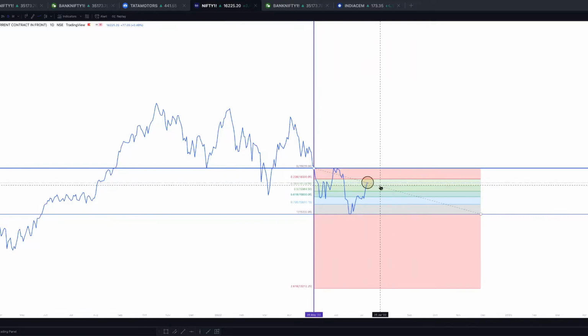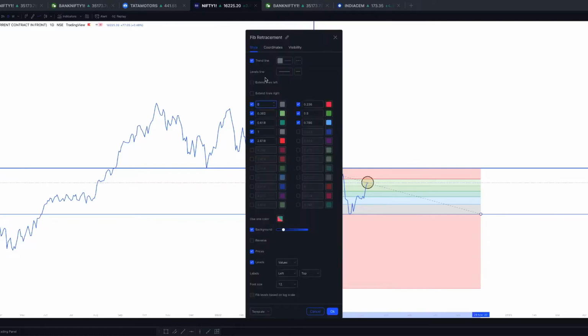If you are thinking it is very complicated, we'll also look at the indicator that draws automatically, so you don't need to take that much tension. We'll just look into the settings aspect.